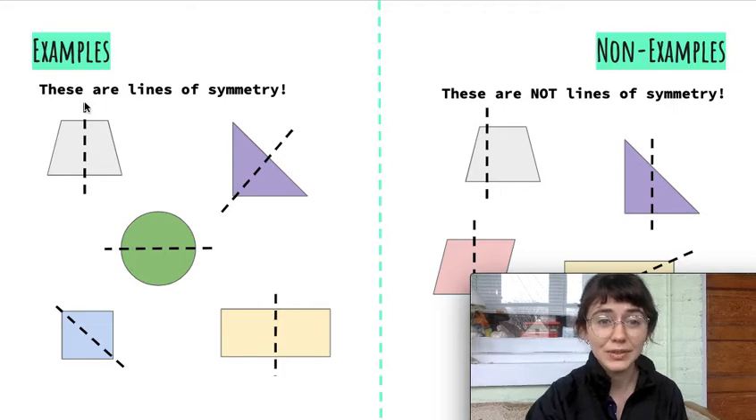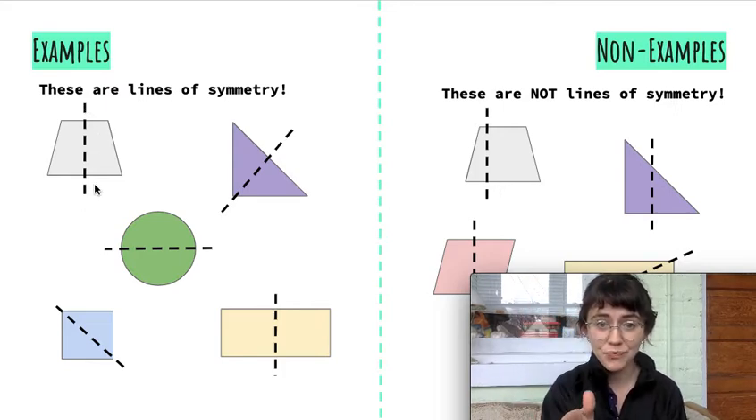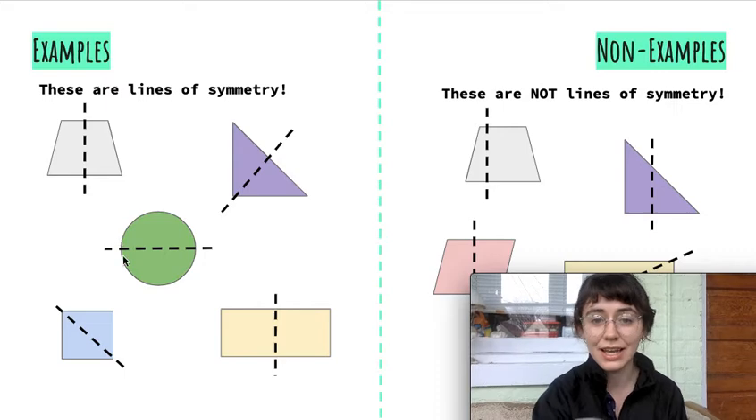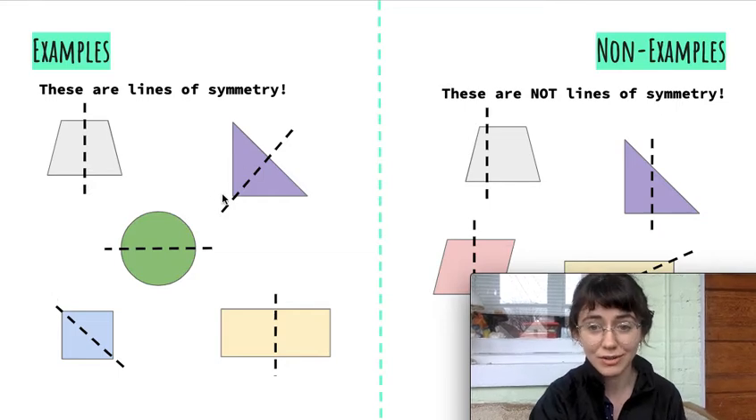So my lines of symmetry can go vertically or up and down. They can also go horizontally, like on that circle, side to side, or my line of symmetry can be diagonal, like on this square or on this triangle.